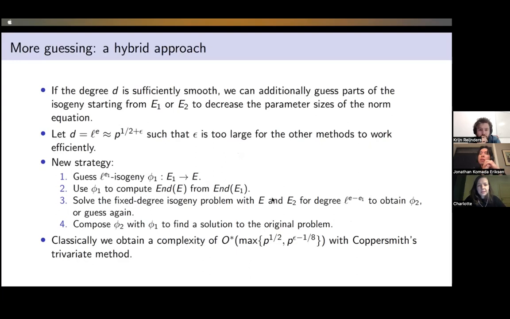So we also looked at the idea of incorporating more guessing, because of course, if we have access to some sort of quantum setting, we can guess more efficiently with Grover's search.